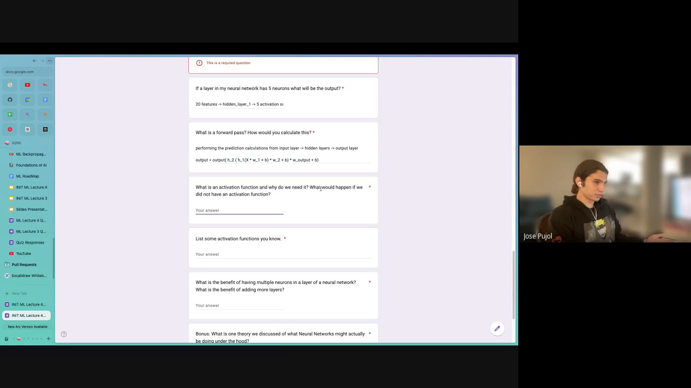So what is an activation function and why do we need it? What would happen if we didn't have an activation function? Yeah, Alex, I think you got it. It changes the output from a simple linear regression. Why don't we want to output a simple linear regression? What's wrong with that?